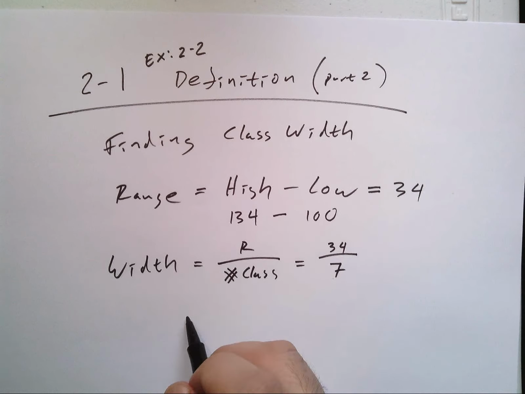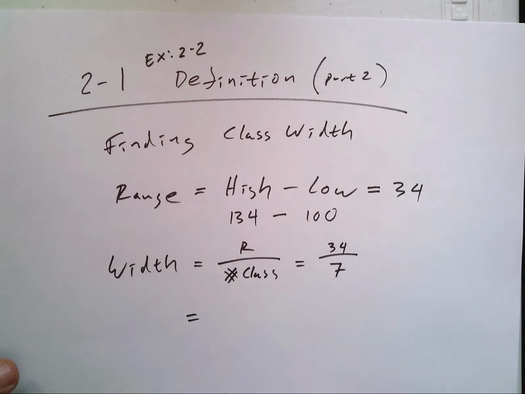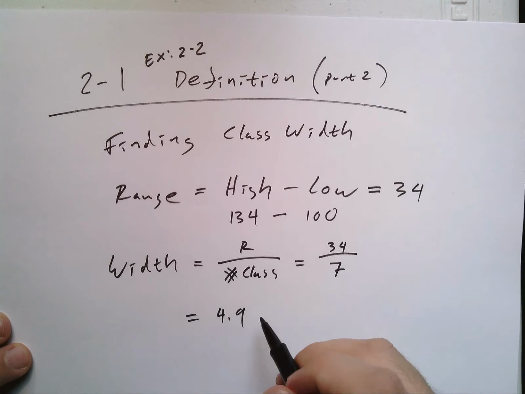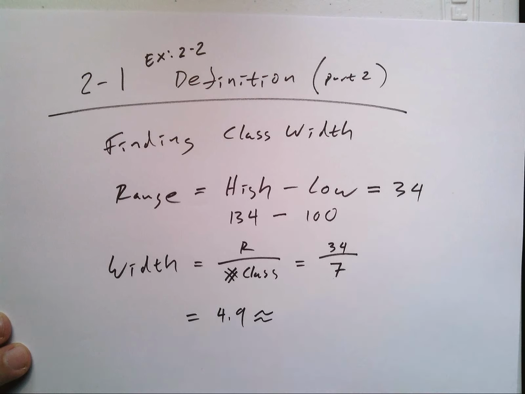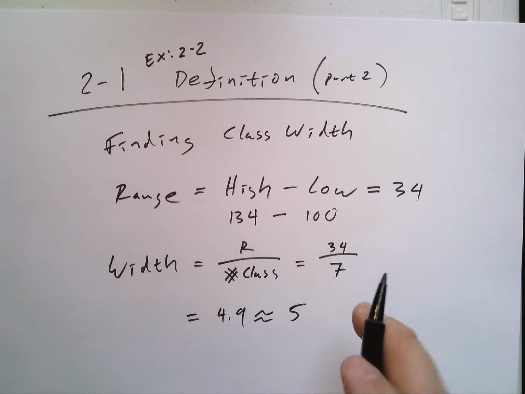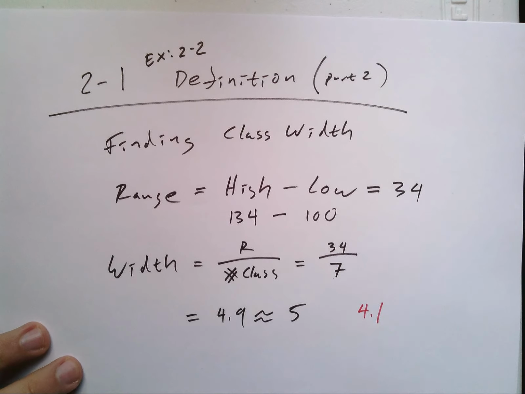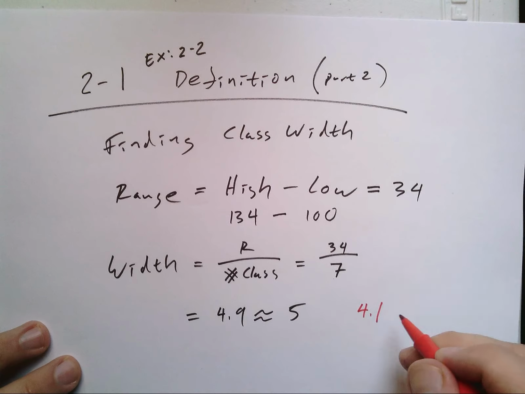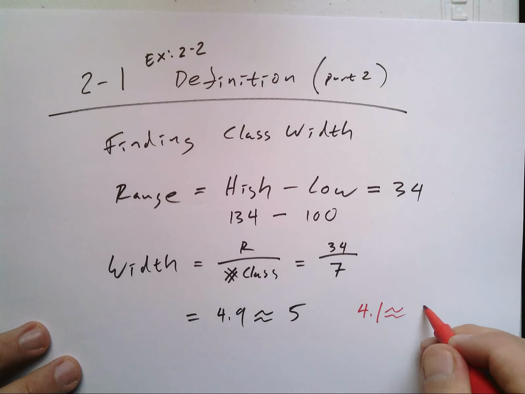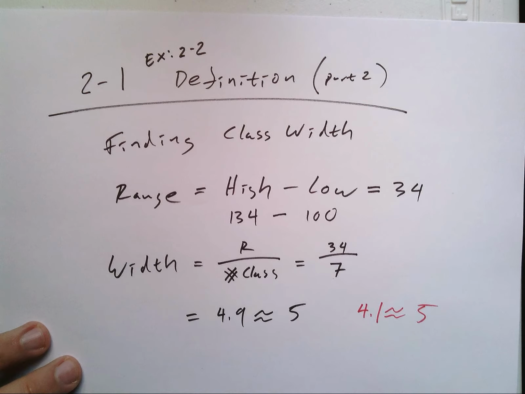Now, you'll notice when we do this, we get a decimal of 4.9. Always round this up. So 4.9 will become 5. In a what-if scenario, let's say you had 4.1, I would then round this to be 5. I round it up to the next highest one.